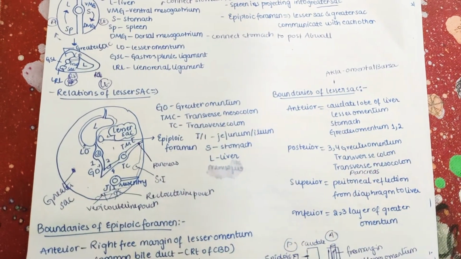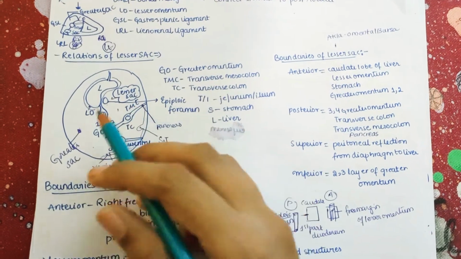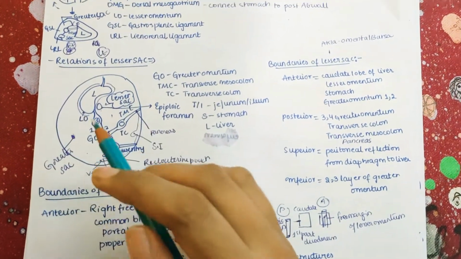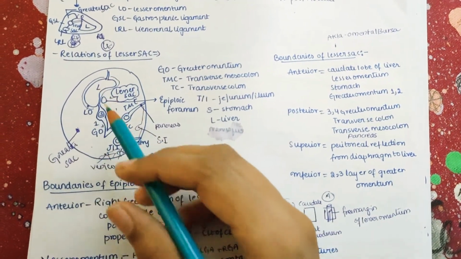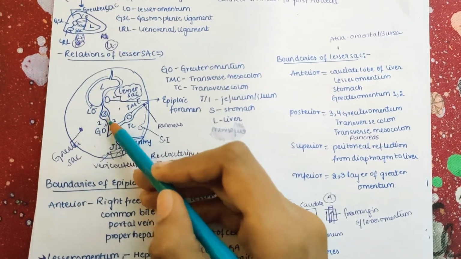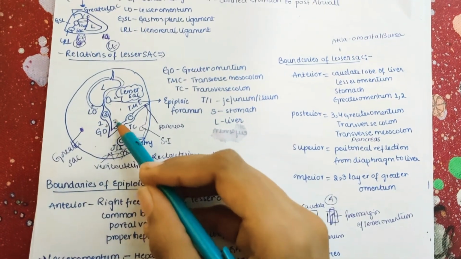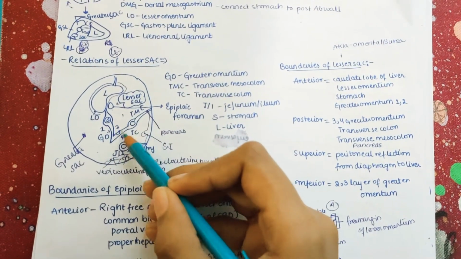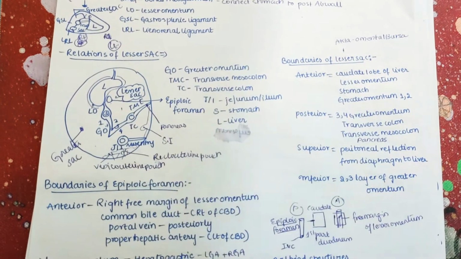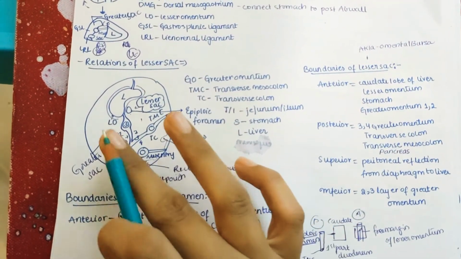Now let us see the relations of the lesser sac. This is a lesser sac. What are the relations of it? First we'll observe the diagram. You can see this is the liver. This is the greater omentum and this greater omentum has 4 layers. This is the first layer, this is the second layer, this is the third layer, this is the fourth layer. So there are 4 layers for the greater omentum.